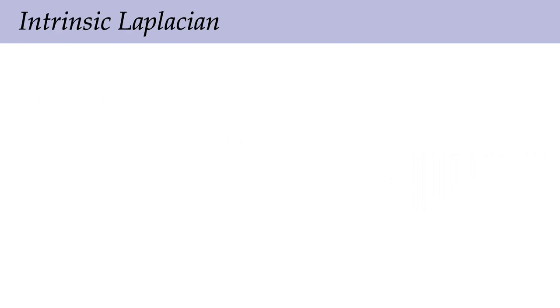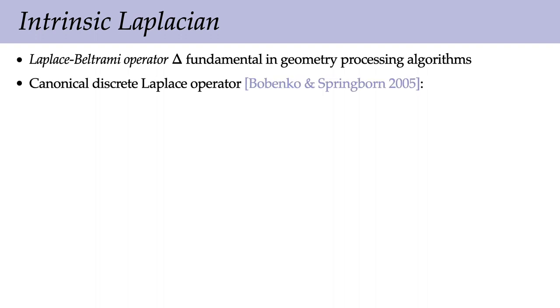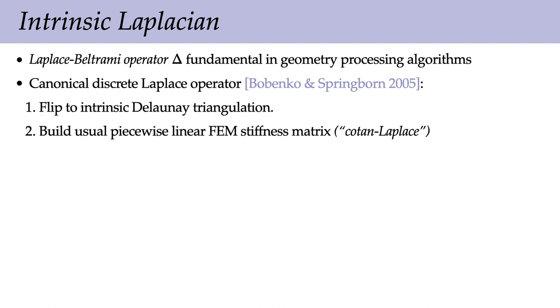Okay. One really important thing that we need the intrinsic Delaunay triangulation for is to define a nice Laplace operator. So yet again, the Laplace-Beltrami operator is fundamental in geometry processing and physical simulation algorithms, and we can come up with a canonical discrete Laplacian for a triangulated surface by first flipping to an intrinsic Delaunay triangulation, then building the usual piecewise linear finite element stiffness matrix, which is called the Cotan Laplacian because the edge weights end up involving cotans of the angles, okay?